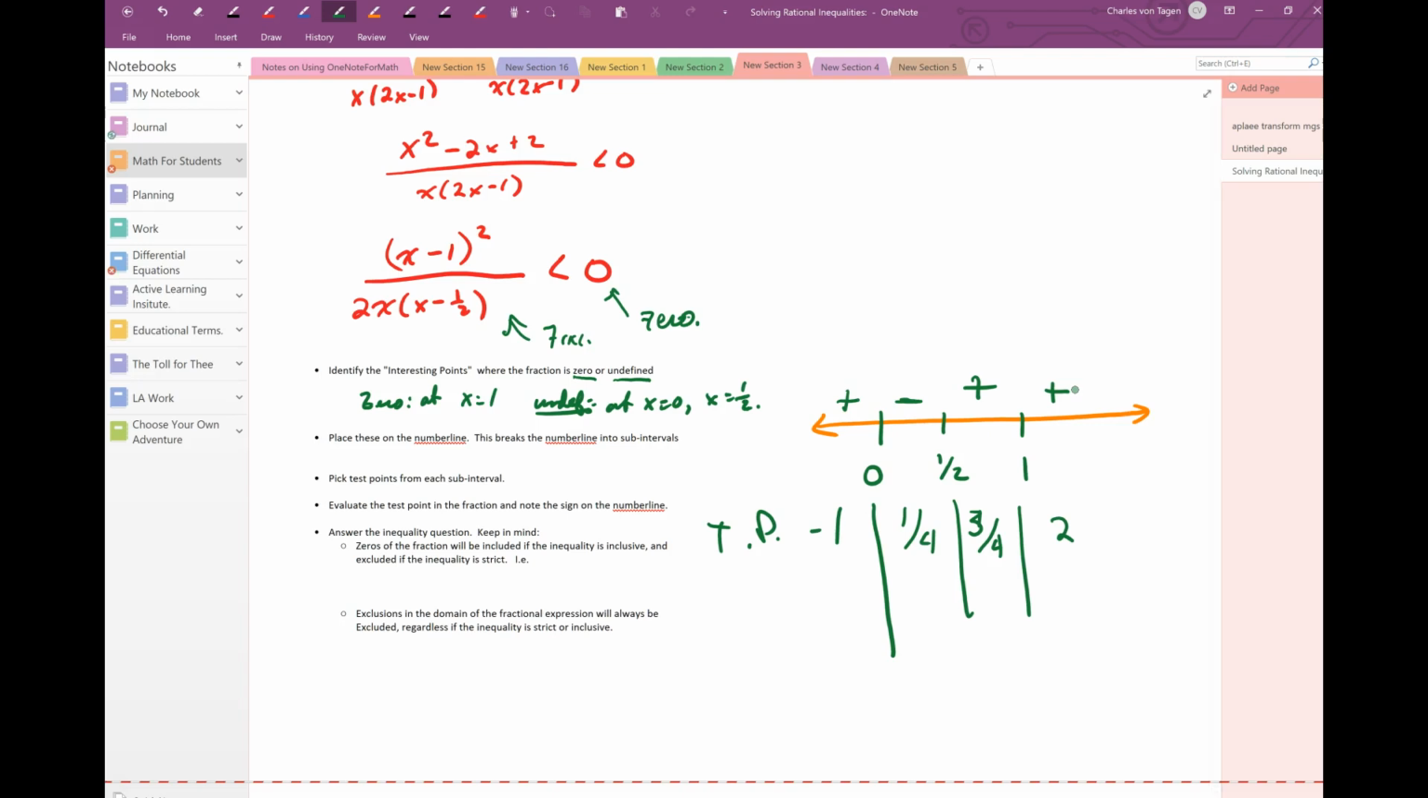So now we can go ahead and answer the question. Well, we were asked to determine where this thing is less than 0. The answer is that it's less than 0 between 0 and 1/2.